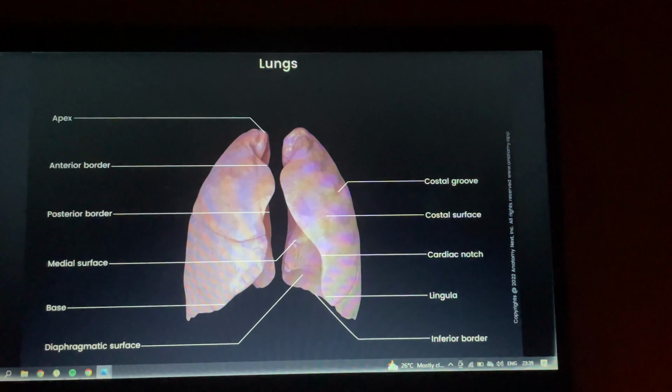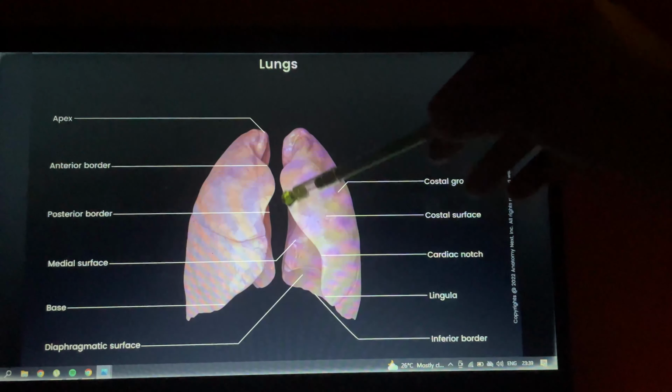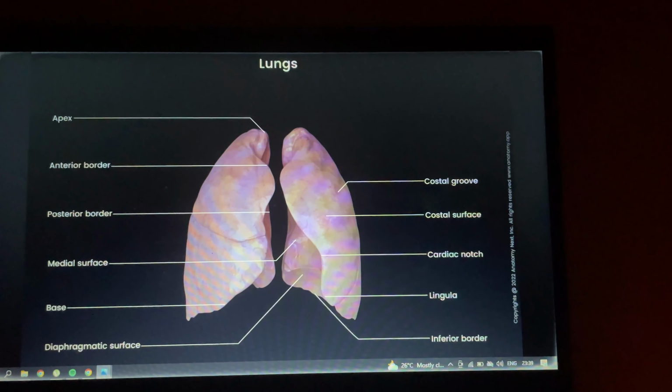Next one is the posterior border. The posterior border is mainly seen in the posterior part of the lungs, and it is larger than the anterior border. It's thicker and ill-defined. It corresponds to the medial margins of the heads of the ribs. Next, it extends to the thoracic spine also. Next, the inferior border. The inferior border separates the base from the costal and medial surfaces.